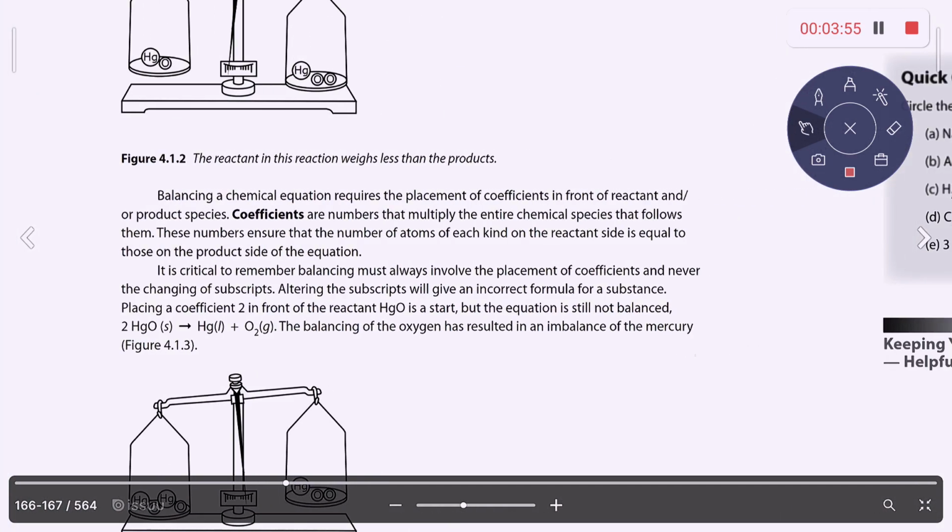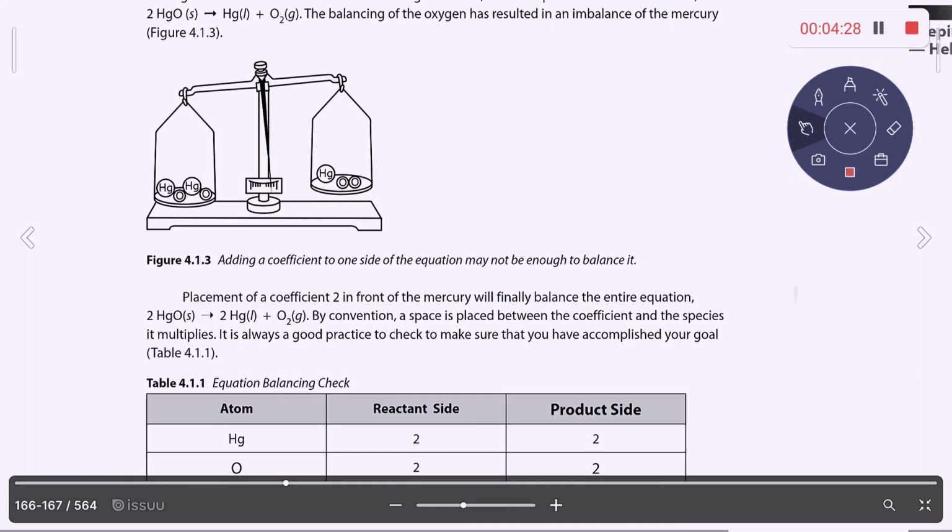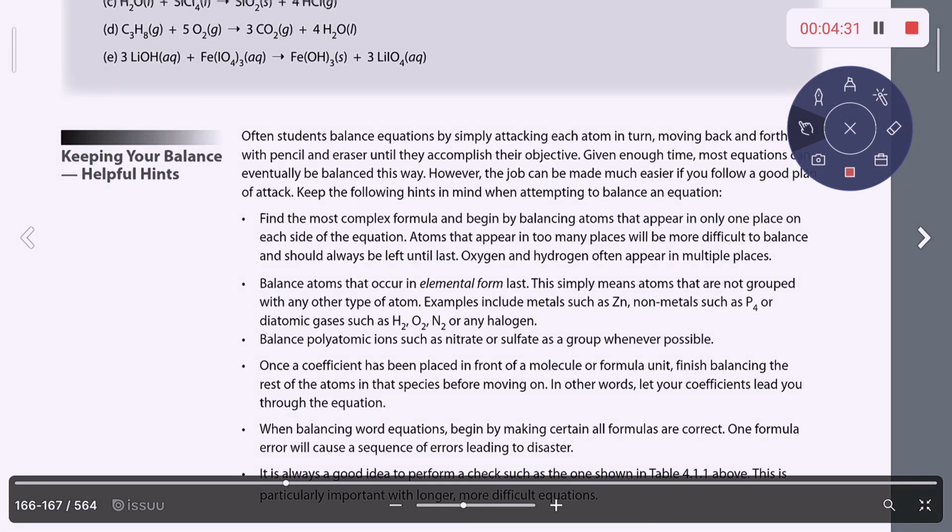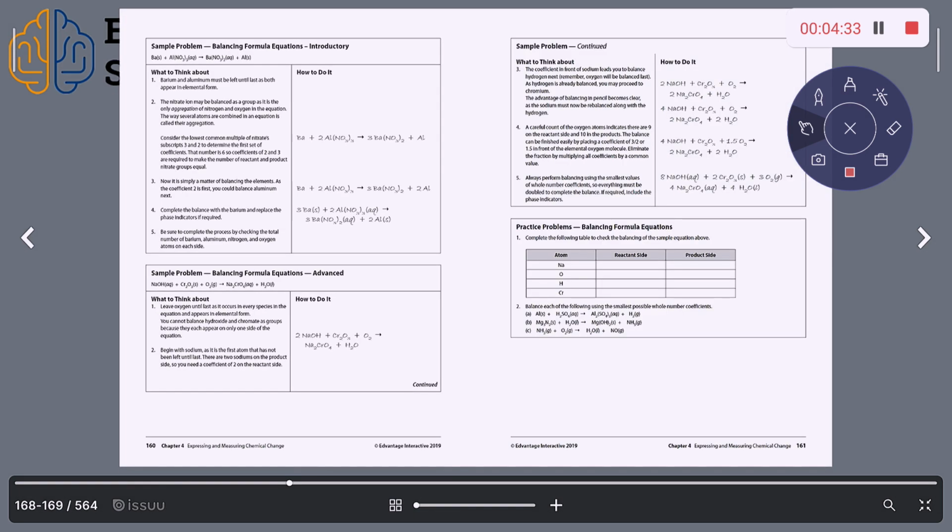Balancing a chemical equation requires placing coefficients in front, not as subscripts on chemical formulas, and those numbers make sure that we have the same number of each type of atom on the reactant and the product side. Now, you need to make sure that your coefficients are simplified, meaning if they are all divisible by the same number, you must simplify them. So if everything is divisible by 2, for example, then you want to make sure that you show that. Let's go ahead and skip this stuff.